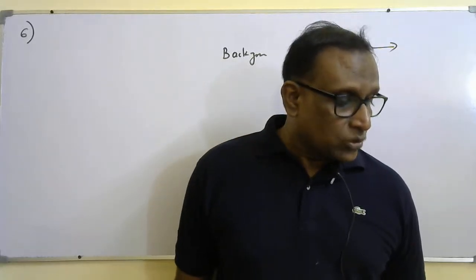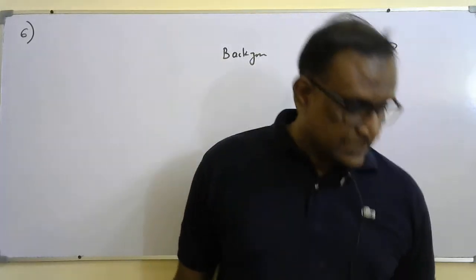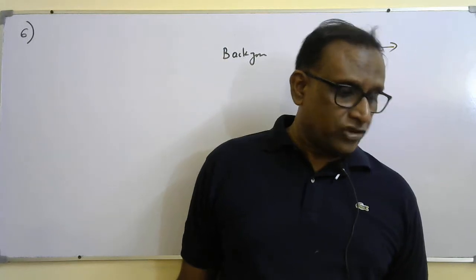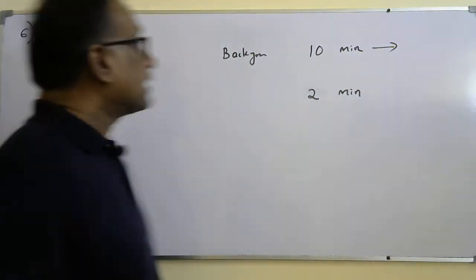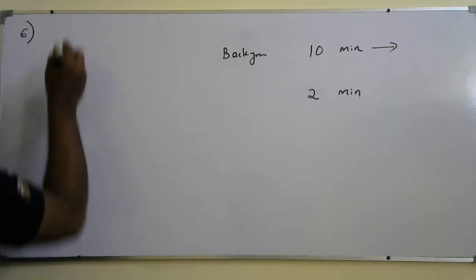So for question number 6, the correct answer is to subtract the background count rate from each count rate. So the correct answer for question number 6 is D.